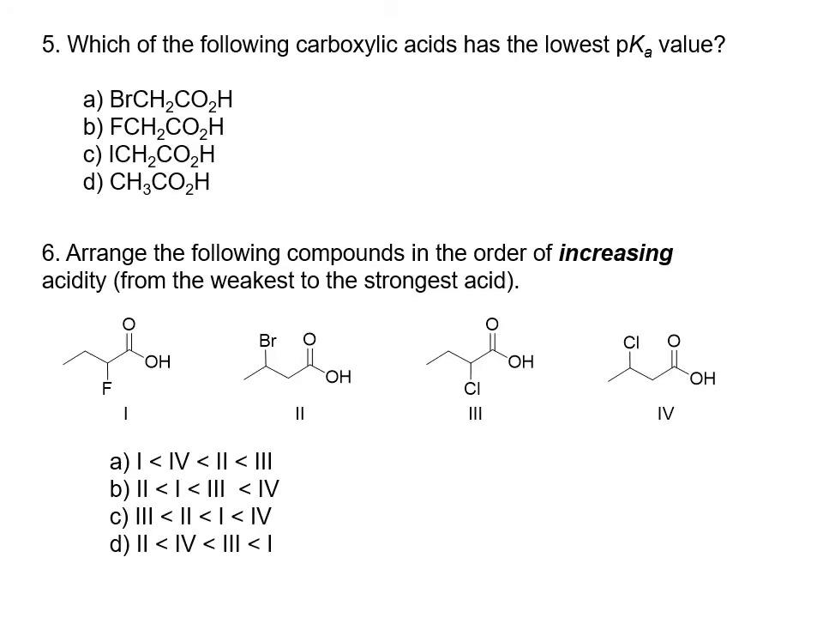Question number 5: which of the following carboxylic acids has the lowest pKa value? The lowest pKa value means the strongest acid, so really this question means which of the following carboxylic acids is the strongest. The highest pKa value would be the weakest.